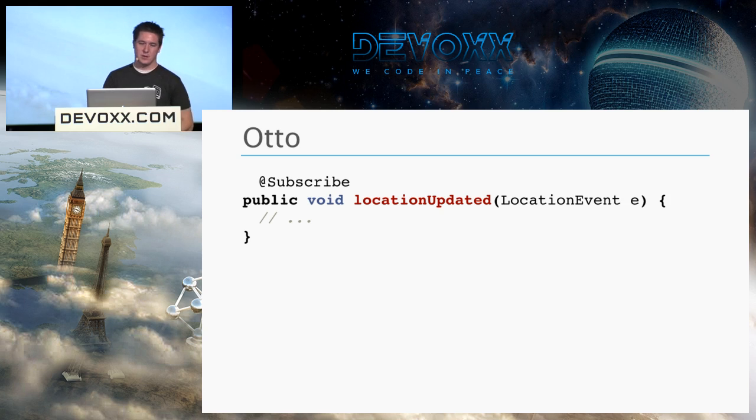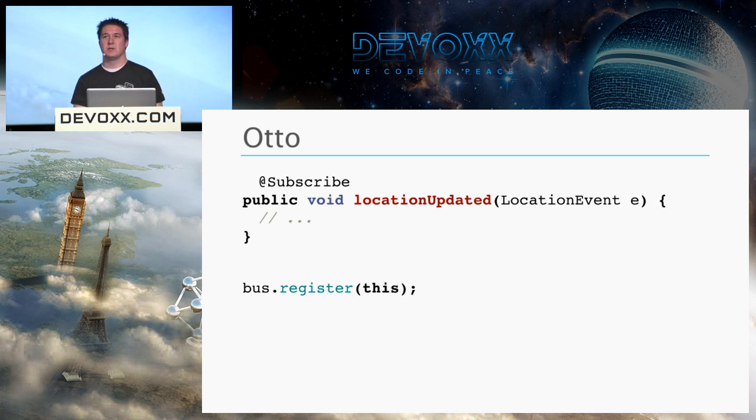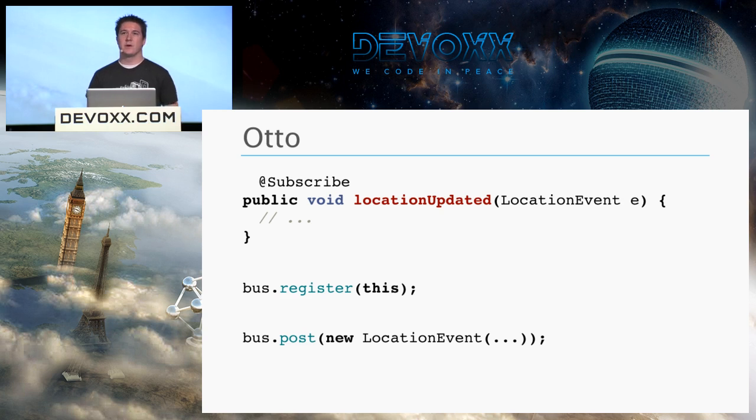So this is a basic event dispatching system. If you want to listen to an event, you have a method which takes the event type as its sole parameter and has a subscribe annotation. In order to get events, all you have to do is call register with the instance. And then if you want to send an event, all you have to do is call post and create this instance.